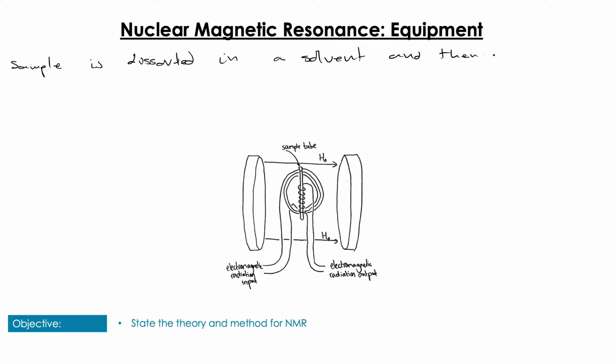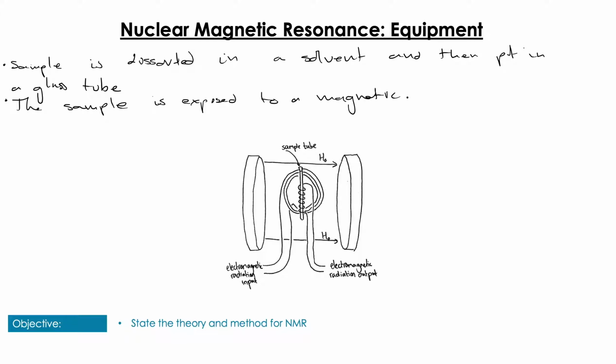So the way this works is we dissolve the sample in a solvent and put it in a sample tube. And you'll see from the diagram here that that glass tube is surrounded by a series of wires which are themselves subjected to a magnetic field, in this case going from left to right. So we've got a magnetic field going through the sample, and then we've got wires that are carrying electromagnetic radiation into the sample, so they're going to effectively radiate the sample.